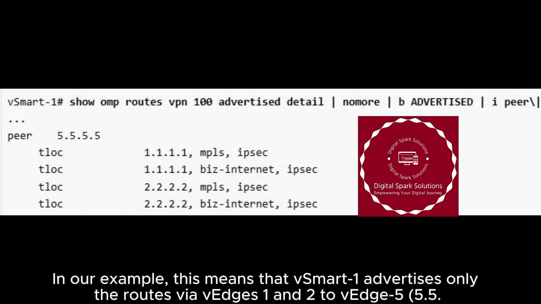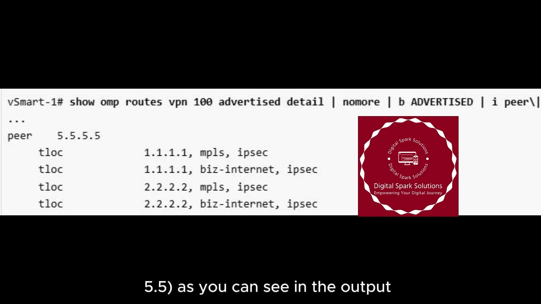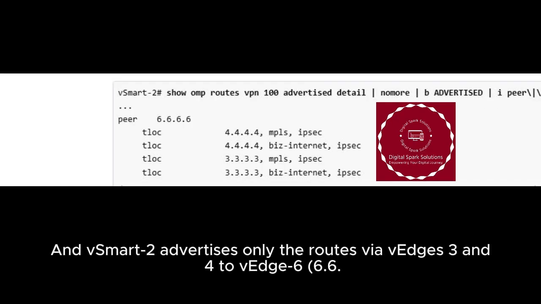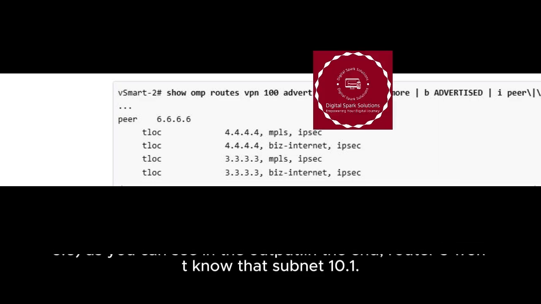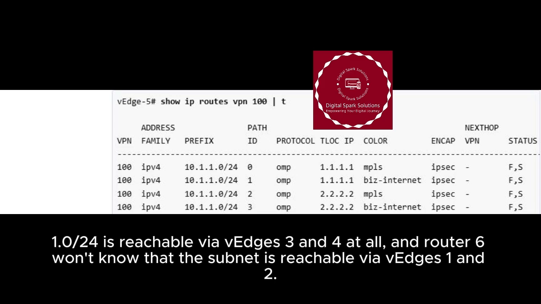In our example, this means that vSmart 1 advertises only the routes via vEdges 1 and 2 to vEdge 5 5.5.5.5, as you can see in the output, and vSmart 2 advertises only the routes via vEdges 3 and 4 to vEdge 6 6.6.6.6, as you can see in the output. In the end, router 5 won't know that subnet 10.1.1.0/24 is reachable via vEdges 3 and 4 at all, and router 6 won't know that the subnet is reachable via vEdges 1 and 2.